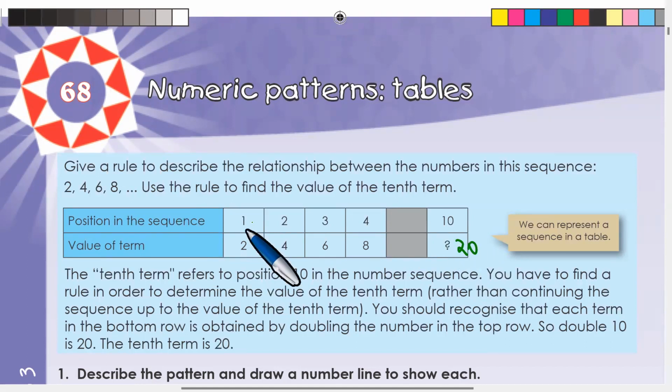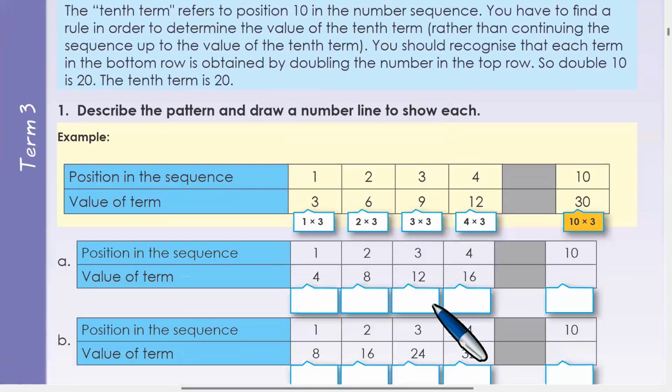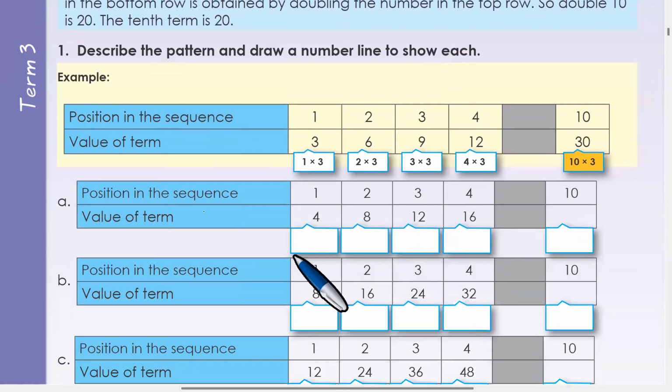Why? Because you can see if there's 1, then it's 2. It doubles. And then if there's 2, then it becomes 2 times 2, which is 4. If there's 3, then it becomes 6, which means 3 was multiplied by 2. 4 becomes 8, multiplied by 2. 10 becomes 20, multiplied by 2. So you have 1, 2, 3, 4, 10.